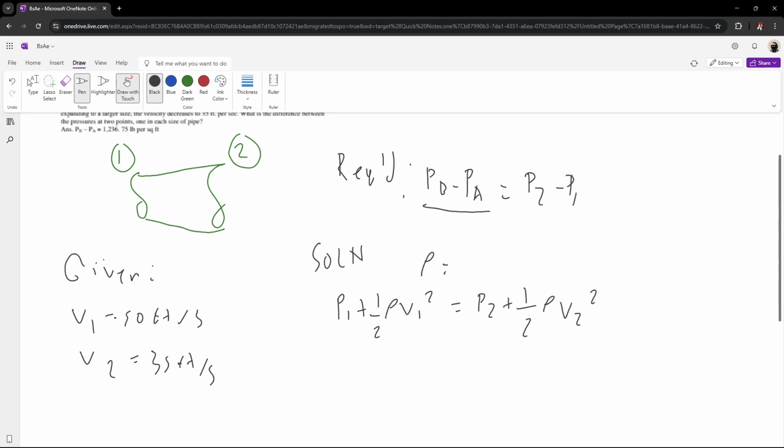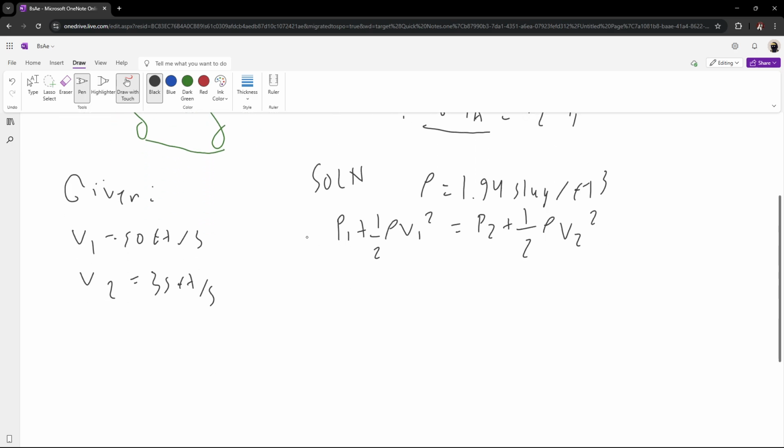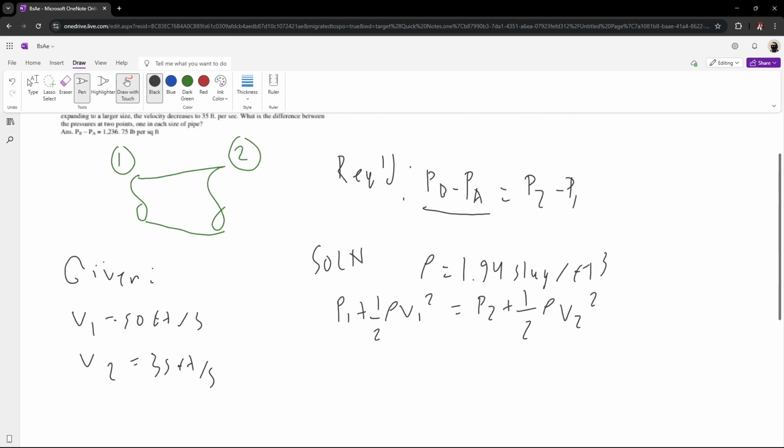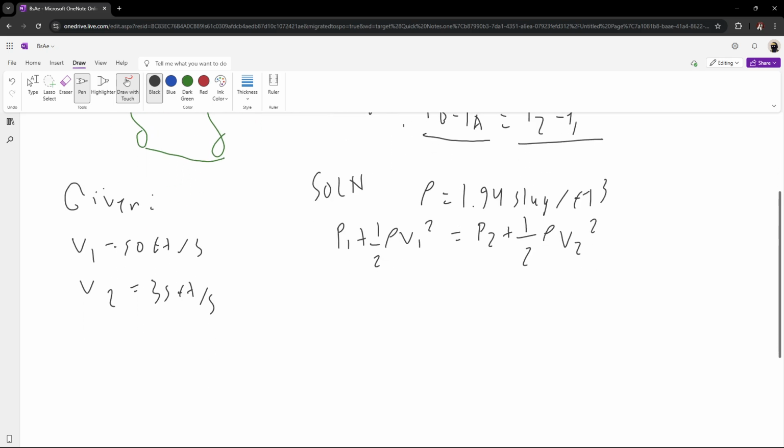Now, knowing that this is an English system and this is the density of water, it will be 1.94 slug per cubic foot. We don't know P1, we don't know P2. And we're finding the pressure difference between PB minus PA, or simply P2 minus P1. Now, how do we do that?